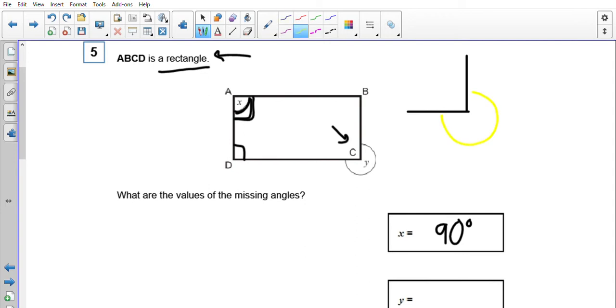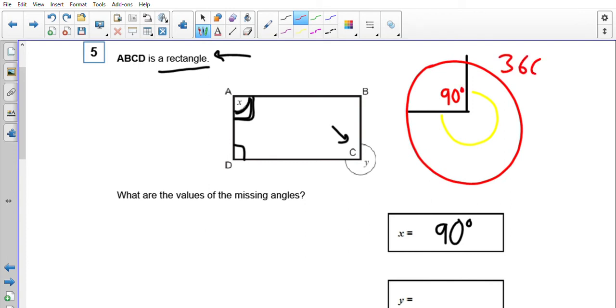Okay, but actually if we know here that C is 90, and we know the whole way around, let's be proper about this, we know the whole way around is 360 degrees, that means that what we're left with for angle Y is purely going to be 360 subtract 90, which is going to give us an angle of 270 degrees.